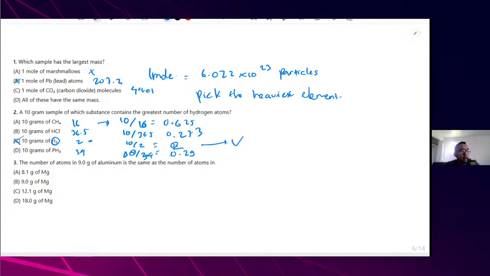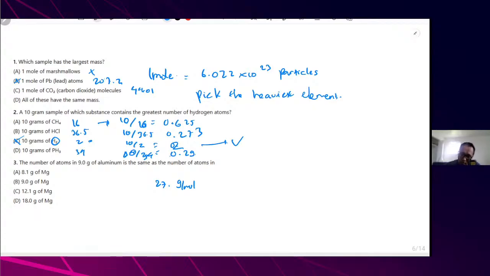All right. Lighter molar mass, more molecules per gram, and more of each atom. Okay, and then number 3: the number of atoms in 9 grams of aluminum is the same as the number of atoms in, we need to take a look at the molar mass of aluminum. Aluminum is 27 grams per mole. If you take a look at the periodic table, it is 27.